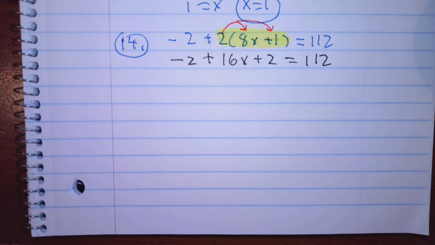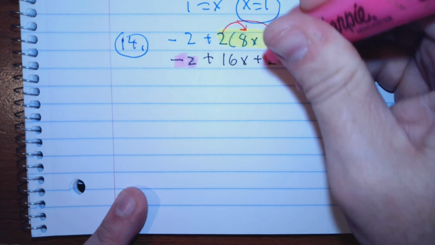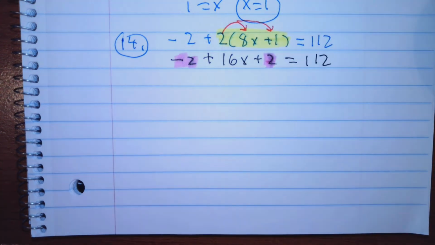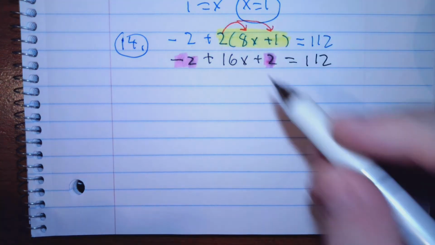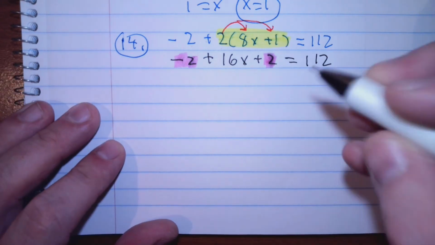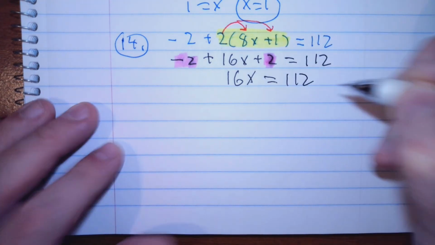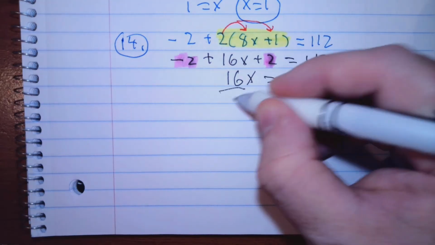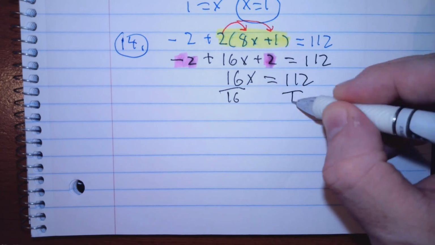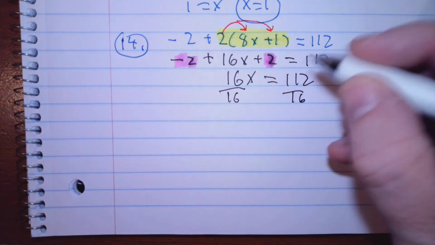Combine like terms. It looks to me like my like terms are here and here. And when we talk about combine like terms, we add them together. So it looks to me like we got a negative 2 plus a 2, which is 0. So all I have on this side is 16x equals 112. Divide by 16. Divide by 16. And so you just put that in your little calculator thing. And you should get 7.